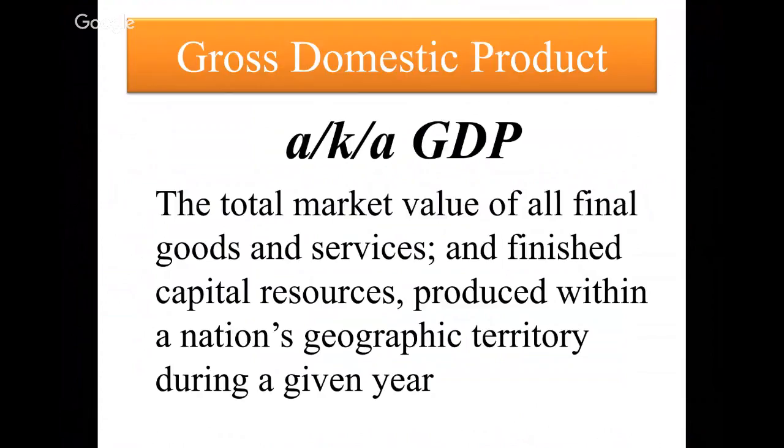So the bottom line is GDP is measuring the total market value of all of these final goods and services and finished capital resources that are produced on U.S. soil, inside the borders, during a given year. It is actually a piece of time series data. In fact, the majority of our macro data are time series data, meaning they're measured for a specific point in time, like a specific year. And every year we have to recalculate everything because the data is different from one year to the next.